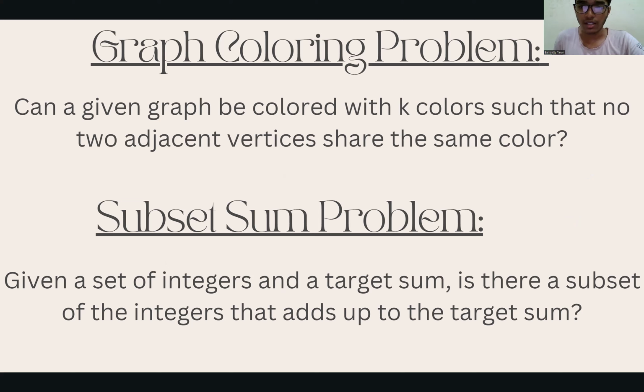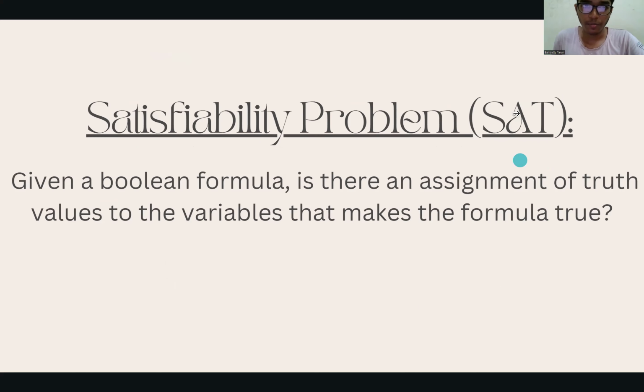We will be given a target sum and we have to check whether there is a subset in this set of integers. If this subset is there in the set of integers, then we have to return yes. And if there is no subset whose sum is equal to the target sum, then we have to return no. So this is the main goal of the subset sum problem.